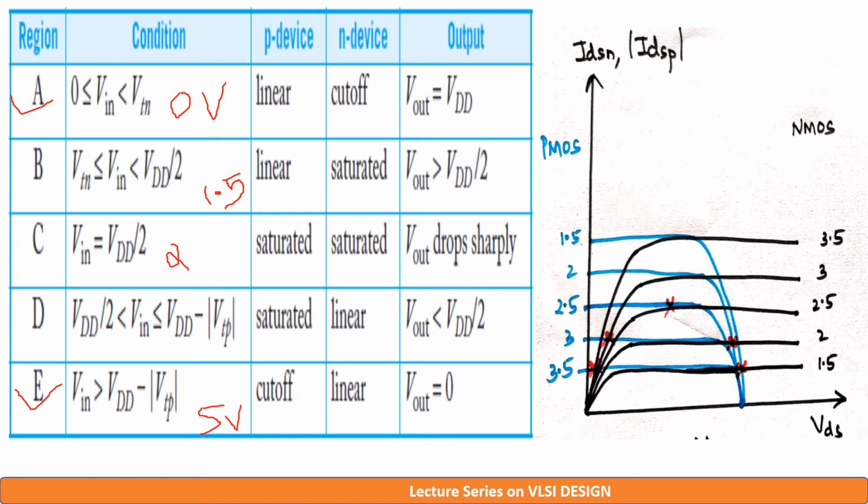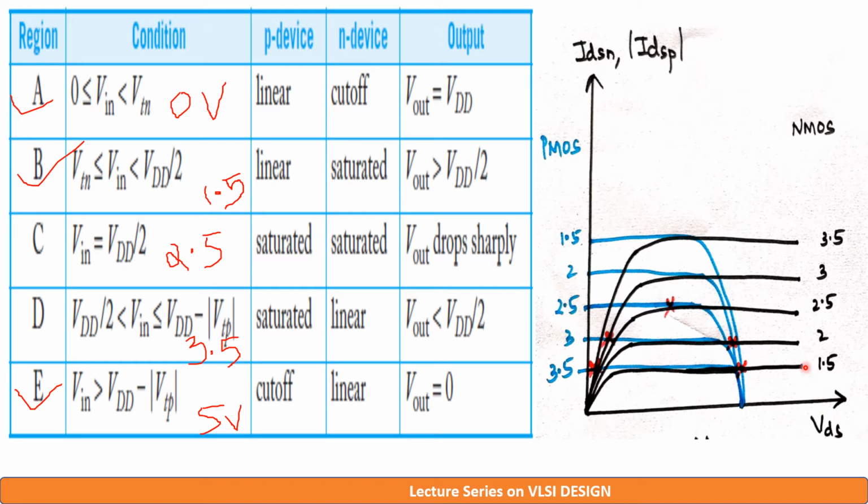Region C is when the input is 2.5, and region D somewhere around 3.5. So region B, when the input is 1.5.